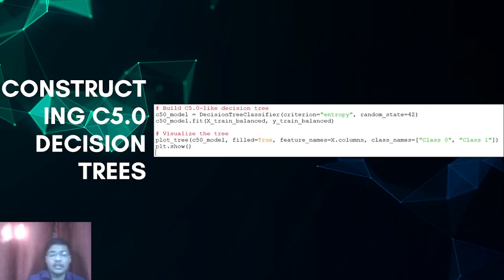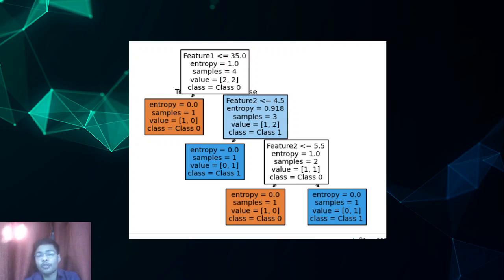The next is constructing the C 5.0 decision tree. The C 5.0 decision tree is the improved version of the CART decision tree. Normally Python does not support C 5.0, but we can create it with the help of entropy. Here is the output of the C 5.0 decision tree. We can see that there is not much difference between both, but there are some things which improve it over the previous decision tree.